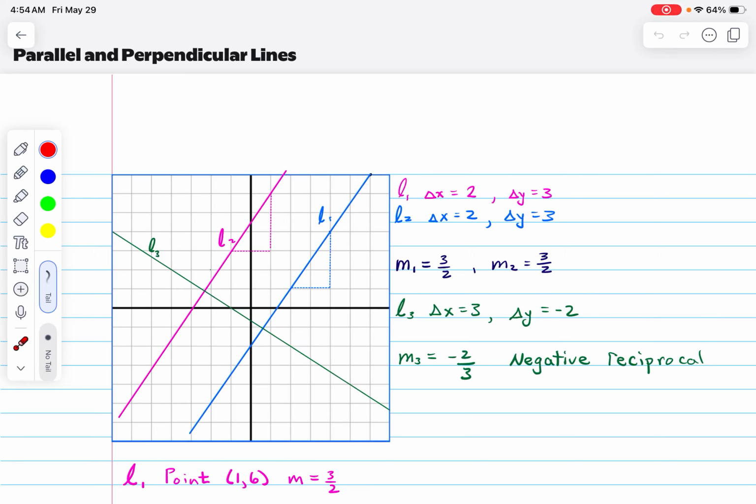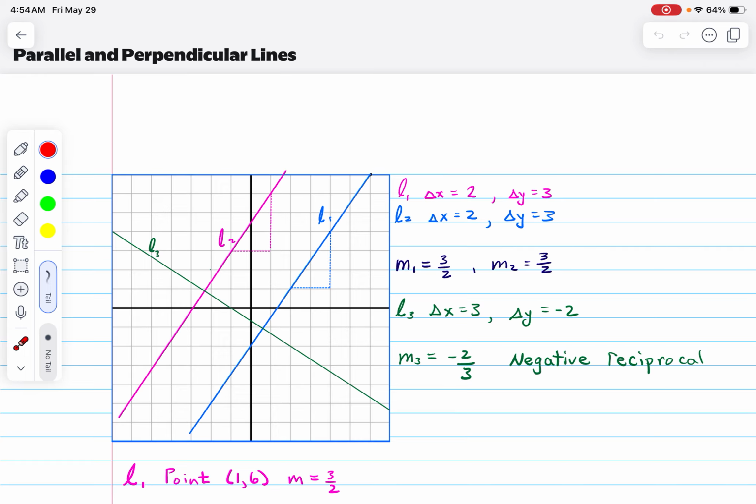Okay, it's time to tie together what we've looked at so far. We've looked at lines and how to write equations for lines. And then we looked at angles. And now it's time to put those topics together and talk about parallel and perpendicular lines.